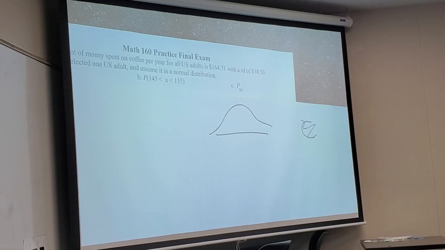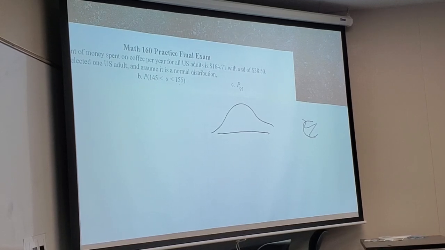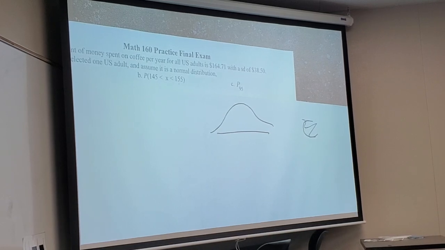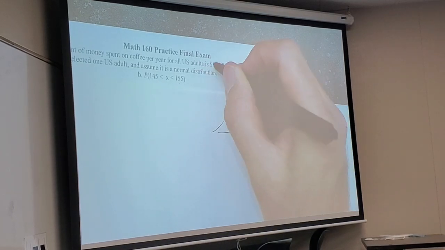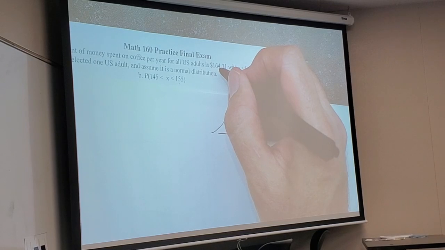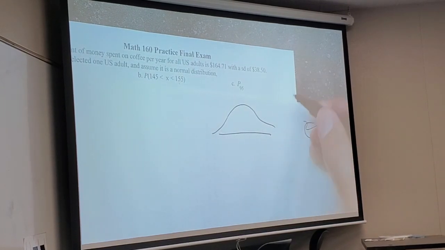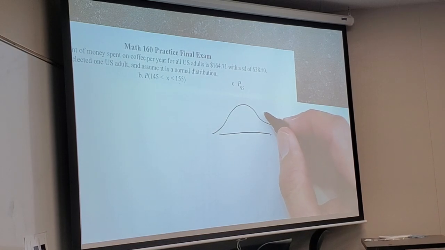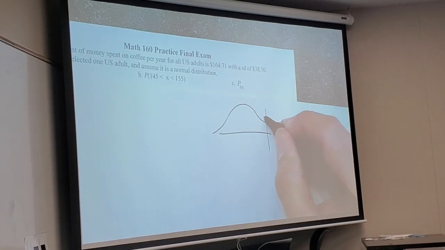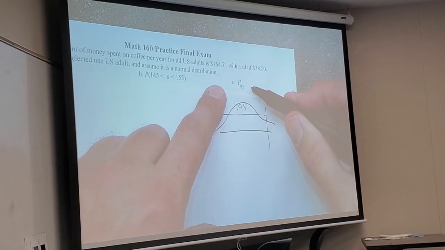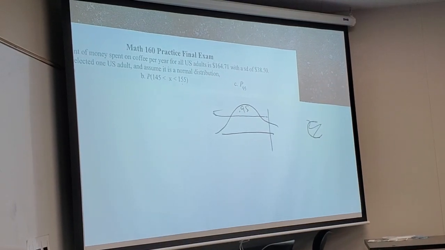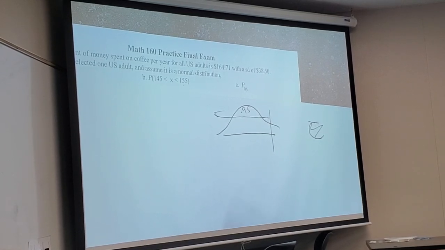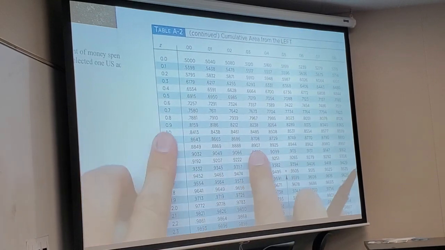Careful. P95 is not a confidence interval. What's P95? 95th percentile. It is the amount of money spent on coffee that has what percentage below it? 95% below it. That is the picture I can immediately draw from that question. So what kind of problem is this? Do I do this? Probably the way I said that, the answer is no, but watch. Oh, there's 0.9, there's 0.95.